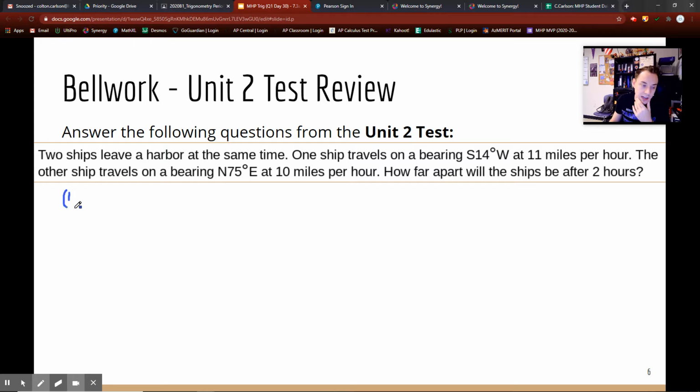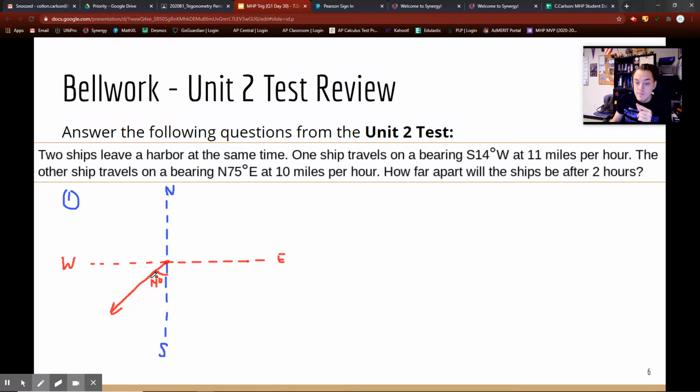So the first thing that I notice is this. I have north and then south. The first ship goes from southwest, so somewhere southwest, like 14 degrees. So this I know is going to be roughly 14 degrees, because this is southwest, right? This is west, and this right here is east. Yes? So 14 degrees.